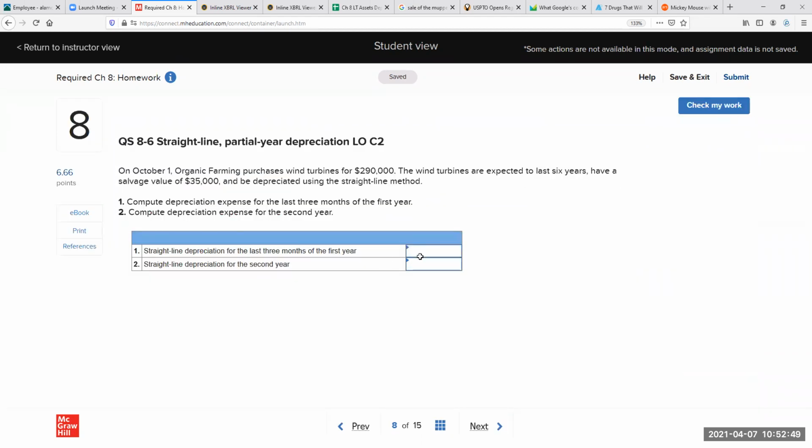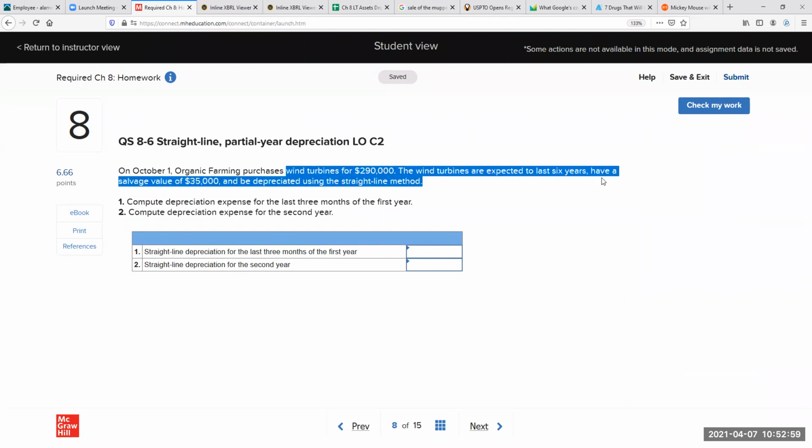All right, straight line for the last 3 years, straight line for the second year. Now this one, what happens is you're doing straight line for a wind turbine, 290, and expect it to last 6 years and have a salvage of 35. So how much is that per year? 290 minus the 35 salvage divided by the 6 years. You're supposed to be getting 42.5 a year.